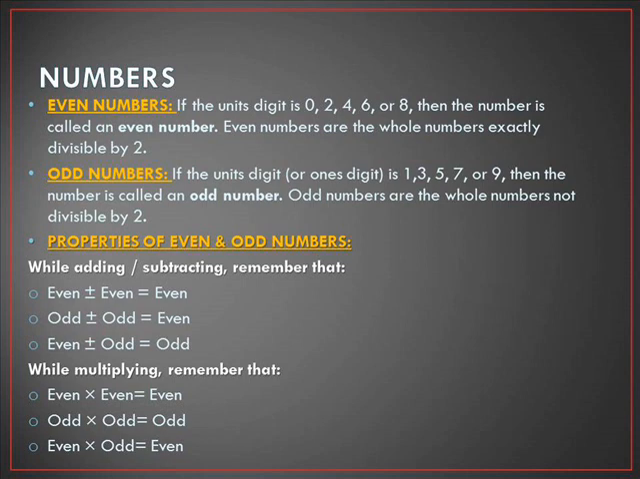Here I would like to tell you some properties of even and odd numbers. While adding or subtracting them, remember that when you add or subtract two even numbers, you will get an even number. When you add or subtract two odd numbers, you will get an even number. When you add or subtract an even and an odd number, you will get an odd number. While multiplying them, remember that an even number into an even number is an even number. An odd number into an odd number is an odd number. An even number into an odd number is an even number.